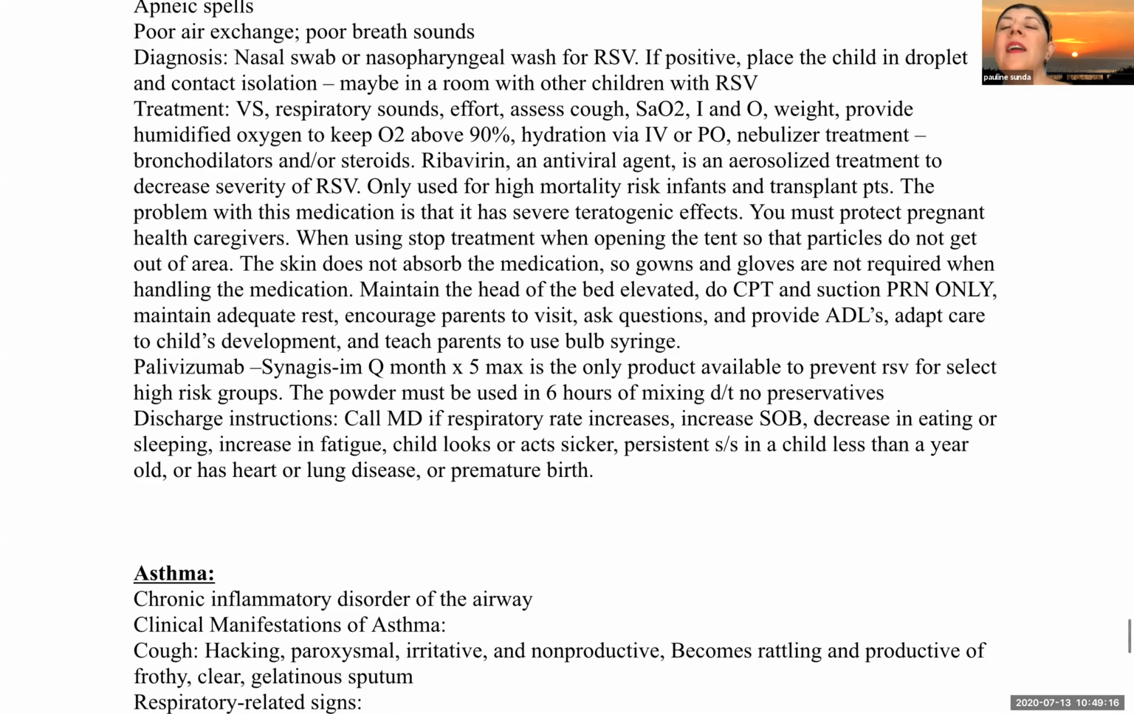Diagnosis. Here they can do a nasal swab or a nasopharyngeal wash for RSV. If positive, place the child in droplet and contact isolation. Please note, sometimes there are big outbreaks of RSV, and it is okay to place 2 children in the same room if they both have RSV.